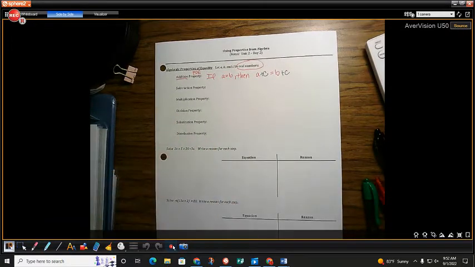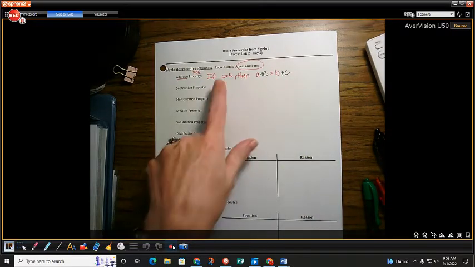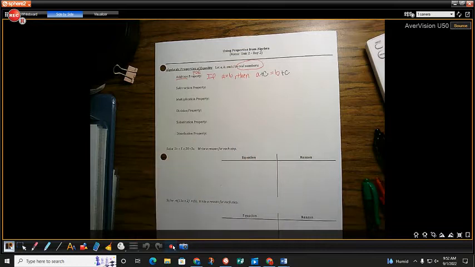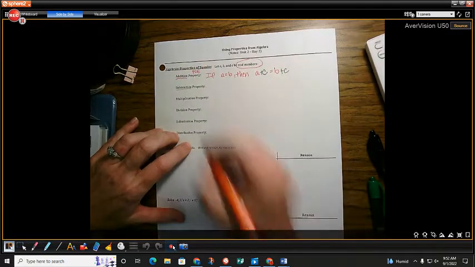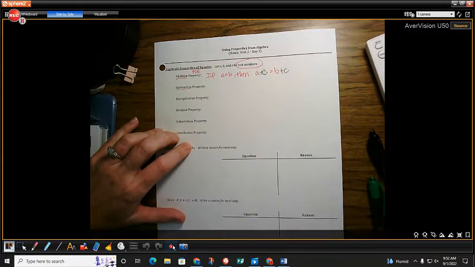That's the addition property. I can add the same thing to both sides and it will still be equal. But that only works if they started out equal. Okay? Questions on the addition property? That's your golden rule of math. Do unto one side as you do unto the other. Any guesses about what the subtraction property of equality would say?